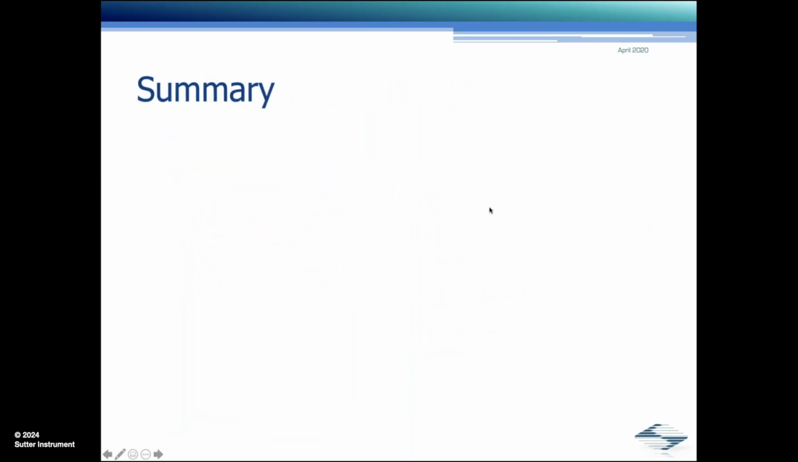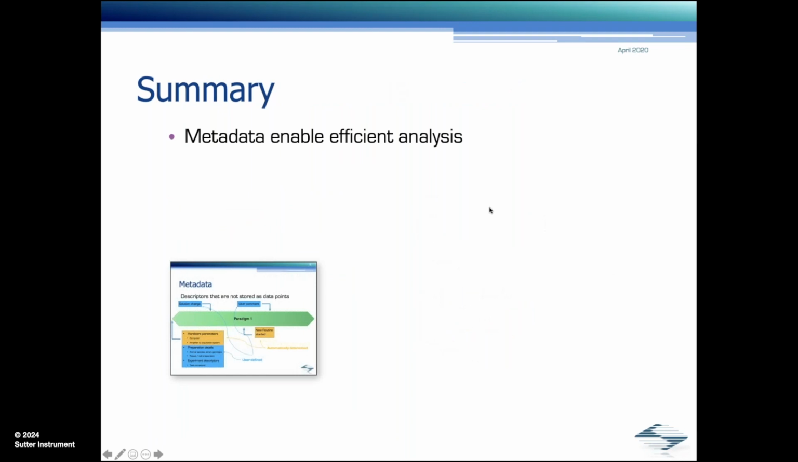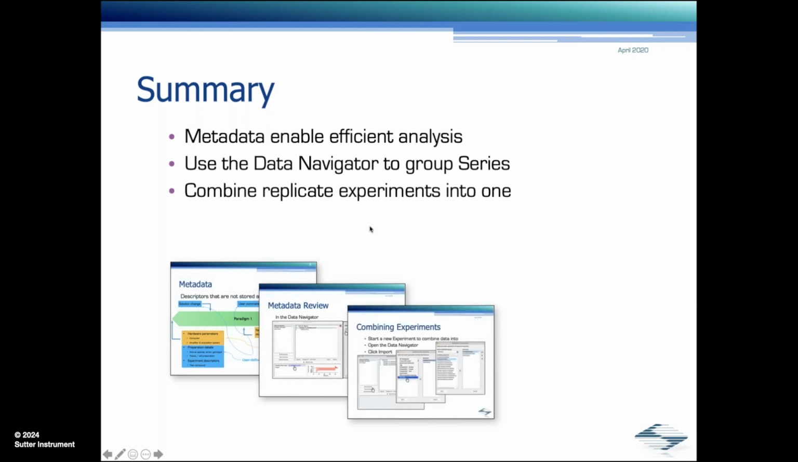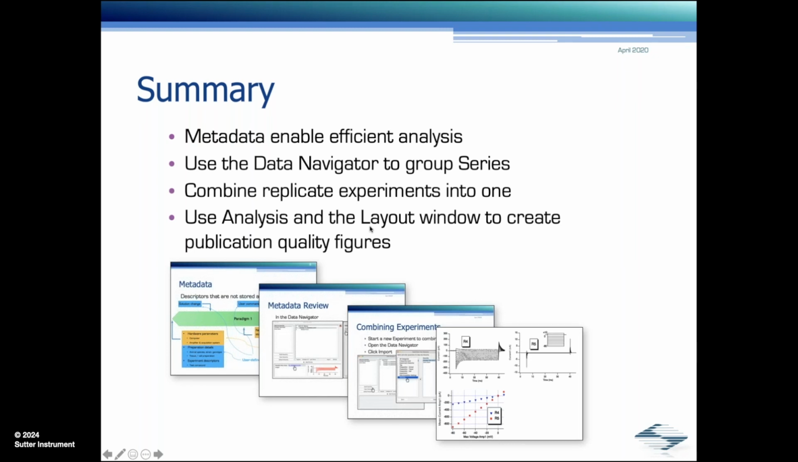So let me summarize what I told you today. Metadata enable the efficient analysis. They enable it by giving you parameters that you can sort your data by. Metadata have value in being recorded together with the signal data in one electronic file. It's not a paper journal that gets stripped of your electronic data at some point. You can use the data navigator to group series according to parameters you're interested in. You can combine replicate experiments into one. And I showed you how to use the analysis in the layout window to create publication quality figures.